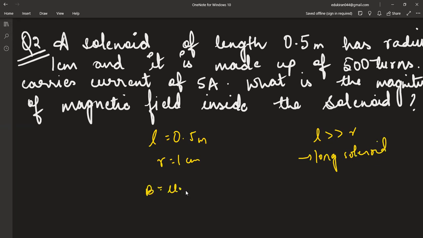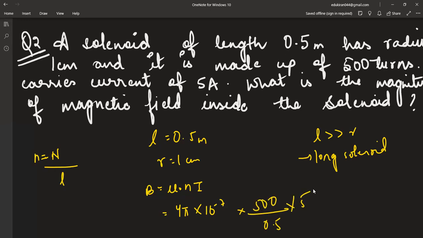So B is equal to mu naught n I. Mu naught is 4 pi into 10 to the power minus 7. Now what is small n? Small n is the number of turns per unit length. So number of turns 500, length 0.5, current is 5. This will cancel, 5 into 4 pi, so the answer is 2 pi into 10 to the power minus 3 Tesla. This is the value of the magnetic field. Write it down.